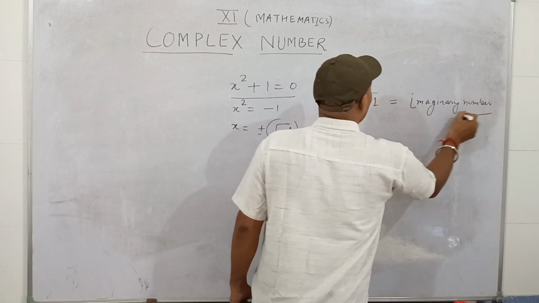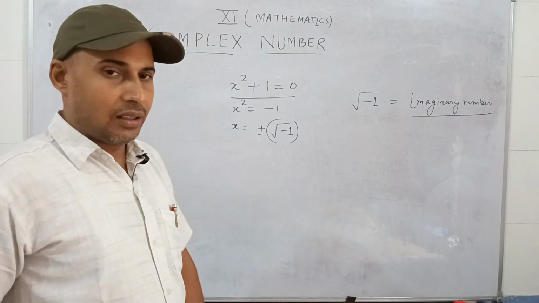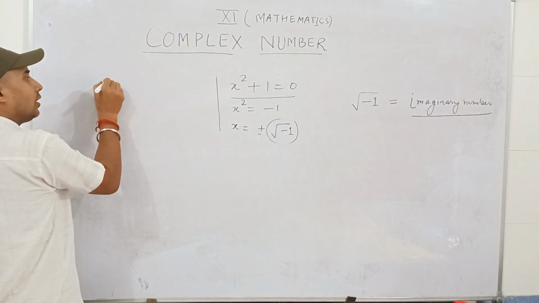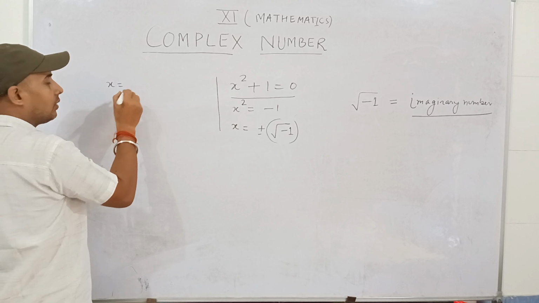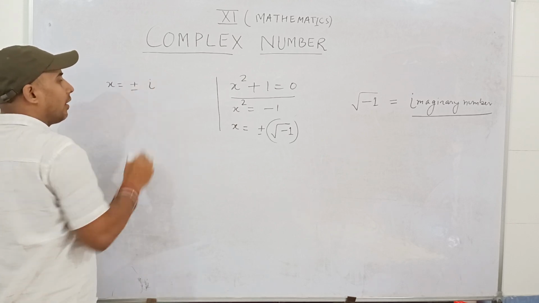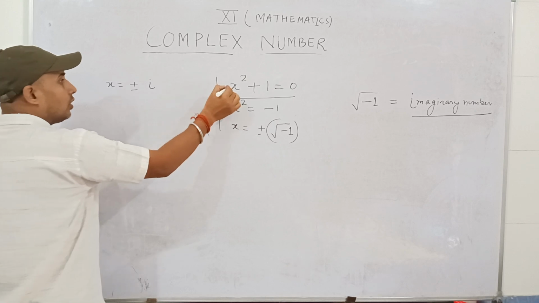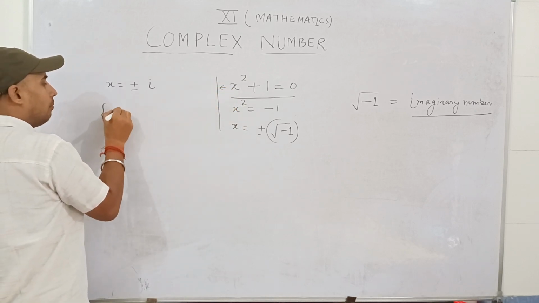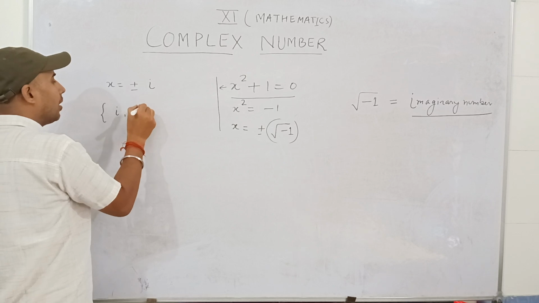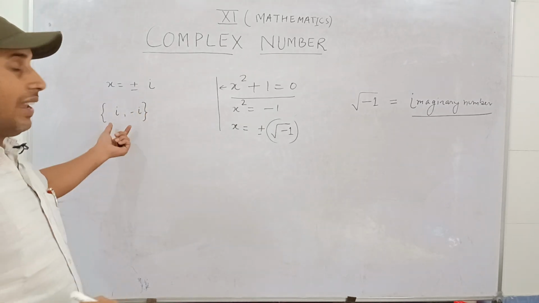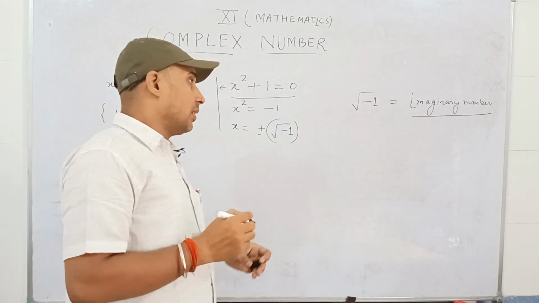क्या बोलते हैं? This is an imaginary number. It means the solution of the equation is ±i, that is, +i and -i. But here i is an imaginary number.